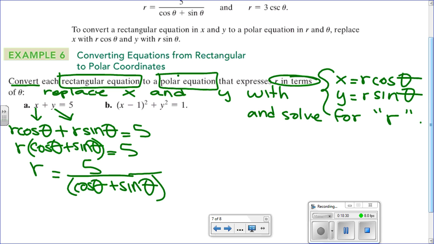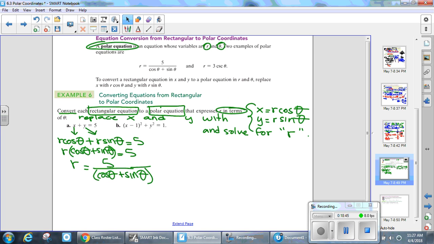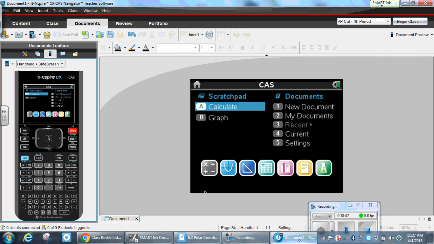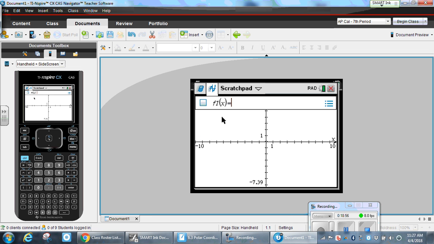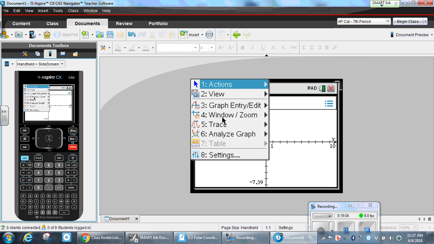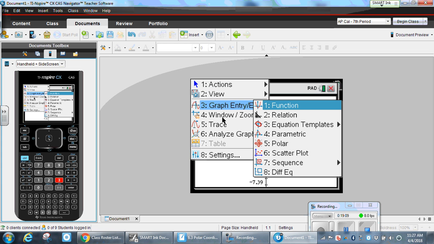Okay. Now let's do the next one. Well, let's go ahead and graph them so you can see how they're graphed. Go to your calculator, and then go to the graphing section. We're not going to enter it in terms of x. We need to graph a polar equation. So we're going to go to menu, then number 3 for graph entry, and then there's one that says polar, number 5.